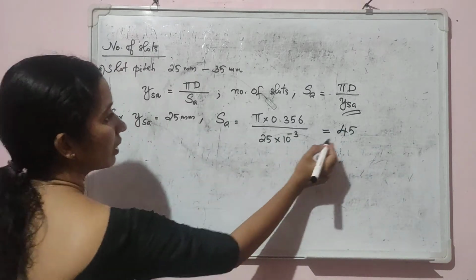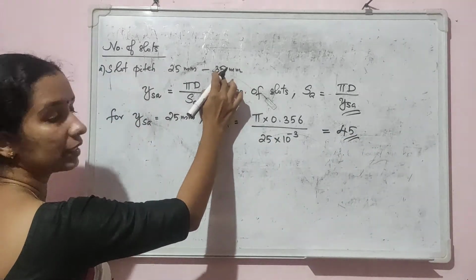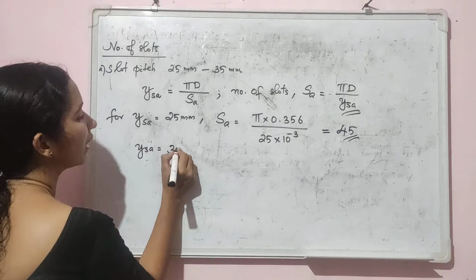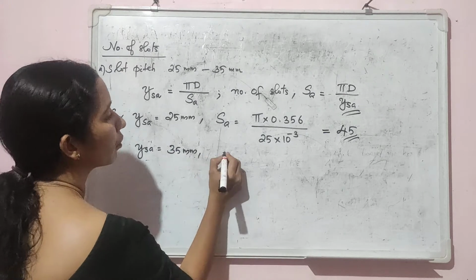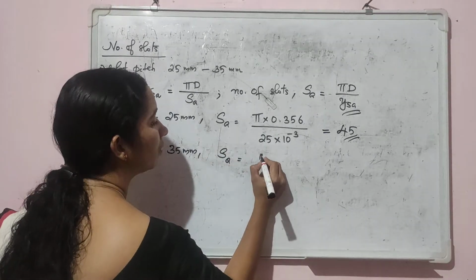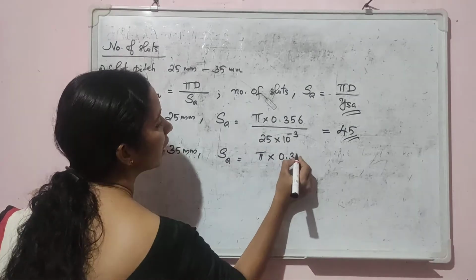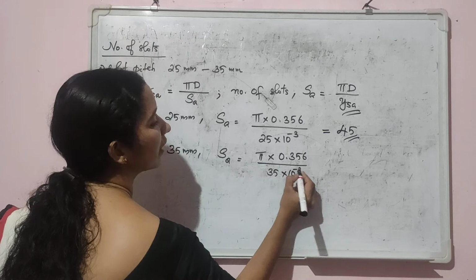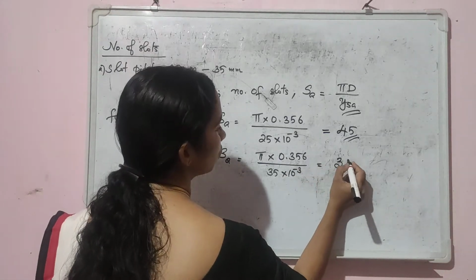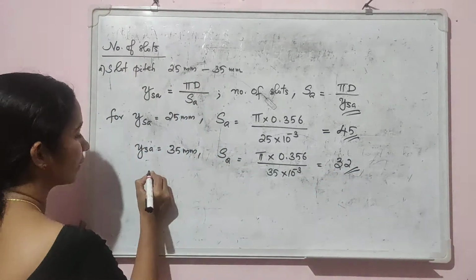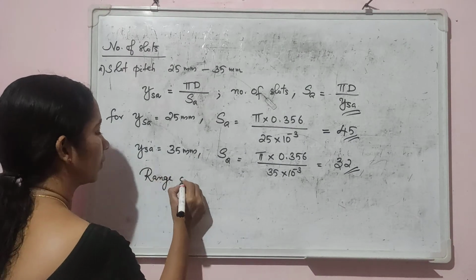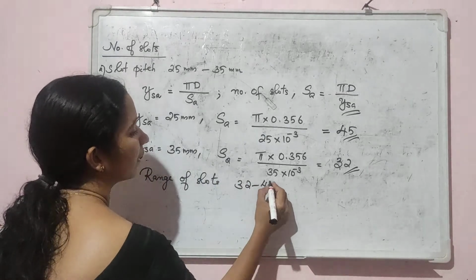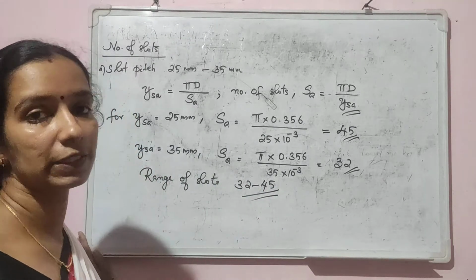Okay. So now the second limit, that is 35 mm. For YSA is equal to 35 mm, find out the number of slots. So SA will be equal to pi into D, that is 0.356, divided by 35 into 10 raised to minus 3, which is equal to 32. So the range of slots will be 32 to 45. So this is the acceptable range of slots.